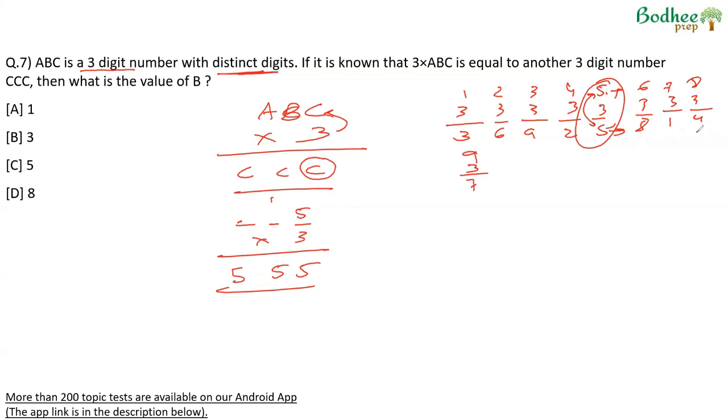We can see we have an 8 here. So 8 threes are 24, plus 1 becomes 25, carry forward 2. We have a 5 minus 2, so we need a 3 here... 3 ones are 3. So 185 into 3 gives us 555. And therefore the value of B is 8.